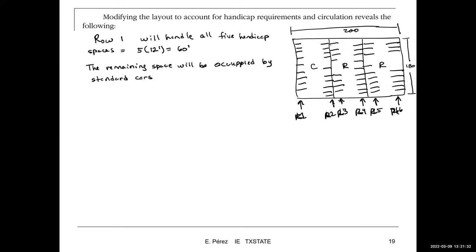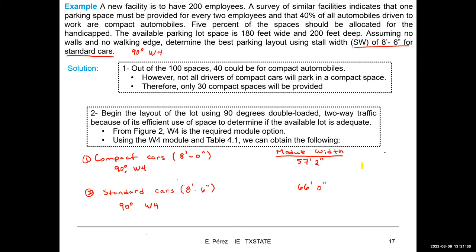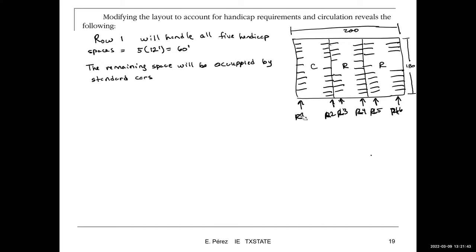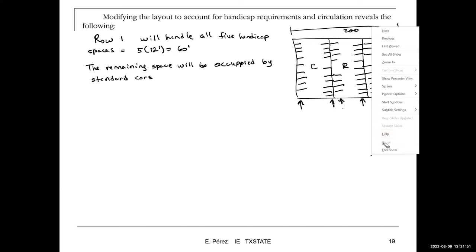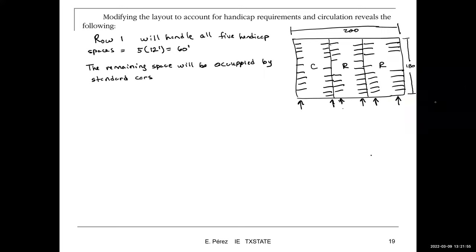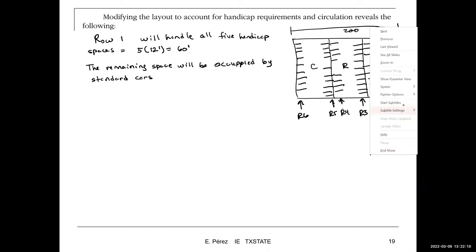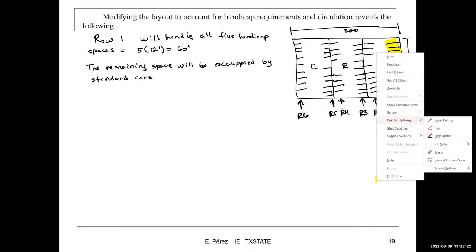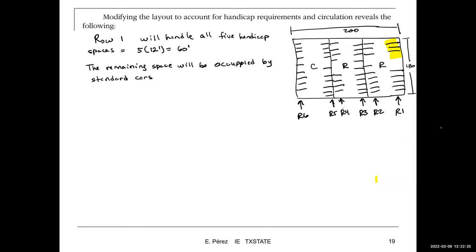Okay, so I think I labeled this incorrectly. Let me go back based on my current design. We're going to use the space from regular parking to accommodate the handicap spaces because we have more standard car spaces than what we have for. So this is row one, row two, row three, four, row five, row six. So we're going to put the handicap spaces here in this lane. So the remaining space will be occupied by standard cars.